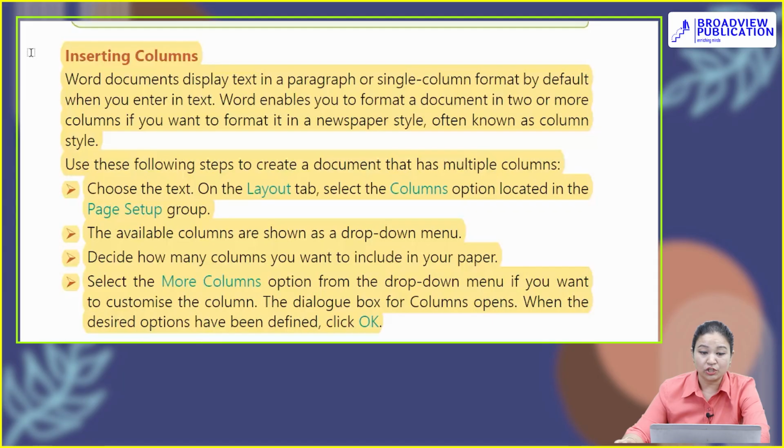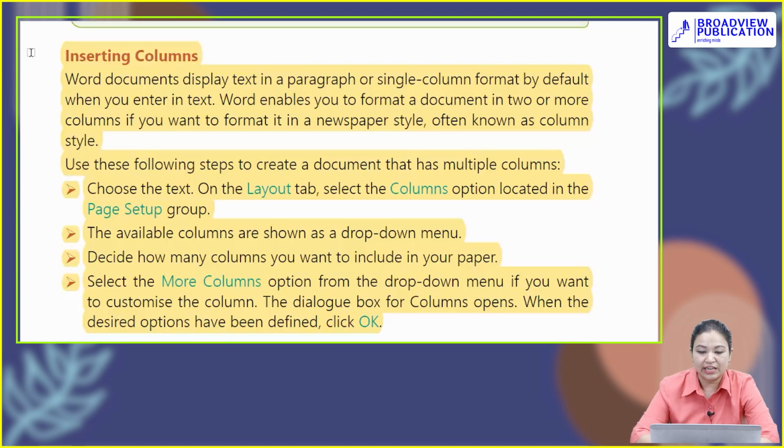Inserting columns. Word documents display text in a paragraph or single column format by default. When you enter text, Word enables you to format a document in two or more columns. If you want to format it in a newspaper style, often known as a column style, use the following steps to create a document that has multiple columns.